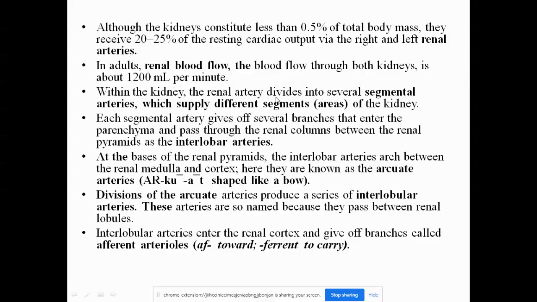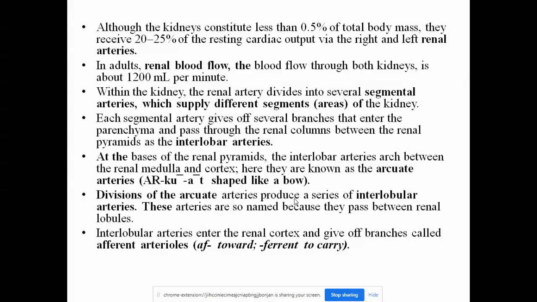Within the kidney, the renal artery divides into several branches called the segmental arteries, which supply the different segments or areas of the kidney. Each segmental artery again branches into many that enter the parenchyma and pass through the renal columns between the renal pyramids. They are called the interlobar arteries. At the base of the renal pyramids, the interlobar arteries arch between the renal medulla and the cortex, so they are called the arcuate arteries. They have a bow-like shape.